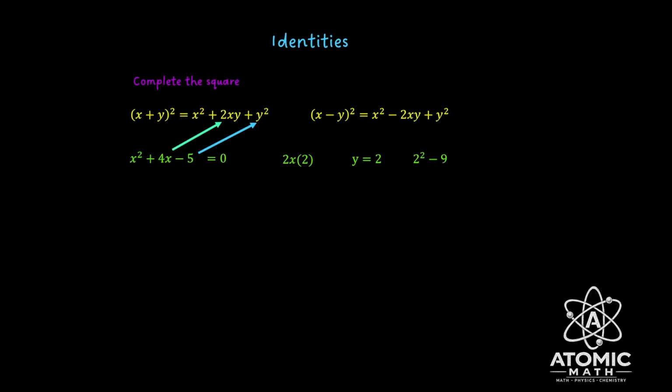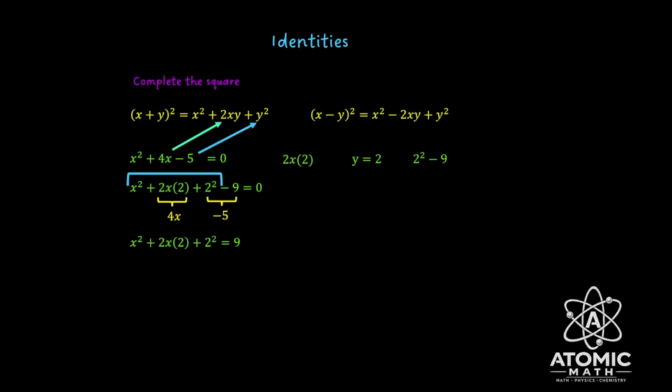Okay, so we'll set our equation to 0, and we will plug those numbers in. You can see here I have 2x times 2, that's my 4x, and I have my 2 squared minus 9, that's my minus 5 from my original equation. But I only want this piece, because that's what gives me the ability to complete the square. So I need to get rid of this 9. Let's add 9 to both sides, and now we have our equation on the left side, and 9 on the other side.